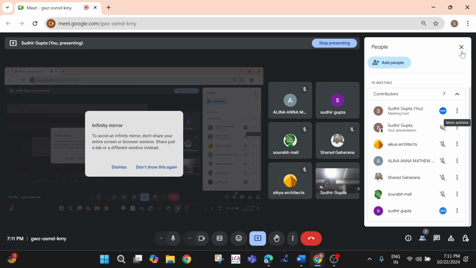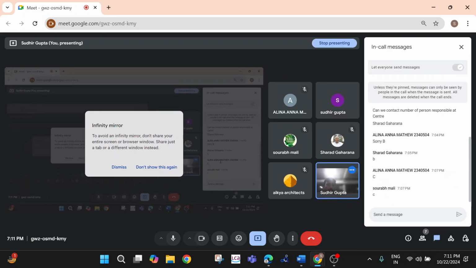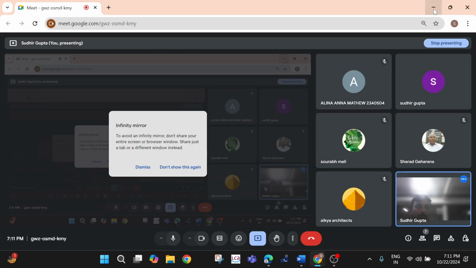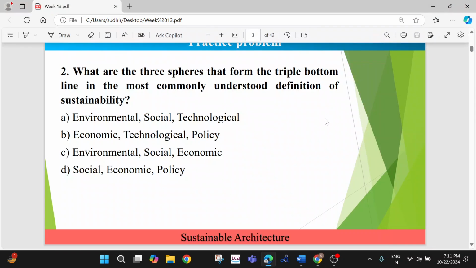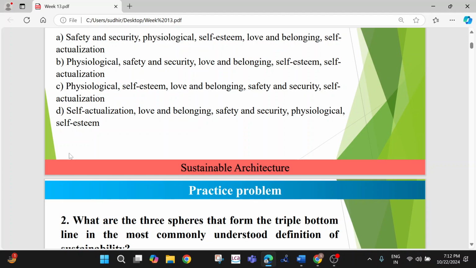Okay, sir. Thank you. Okay, so for question number 2, C, most of you have mentioned C also. I think it is very clear that generally whenever we try to define sustainability, we try to cover the three major areas, that is environment, social, and economic. That's why C is the right answer, and most of you have answered it correctly.